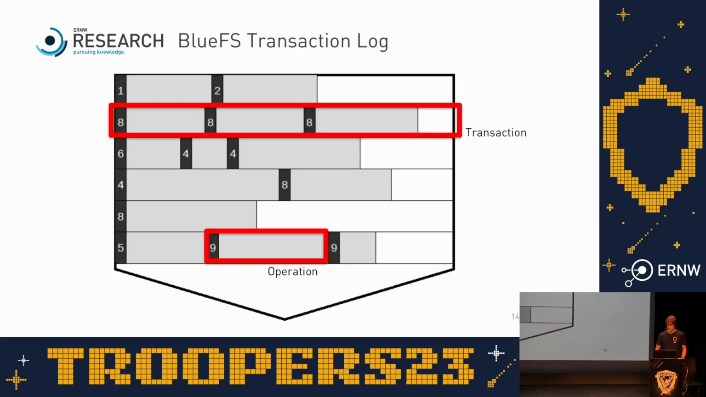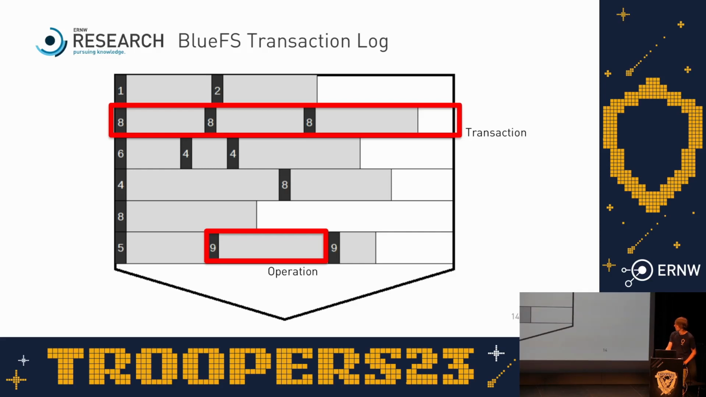The transaction log could also be shown like this. It contains, as I said, transactions, but in each transaction you can have different operations. Operations can be, for example, file created, file renamed, stuff like this, and a transaction combines several operations that happened at basically the same time.